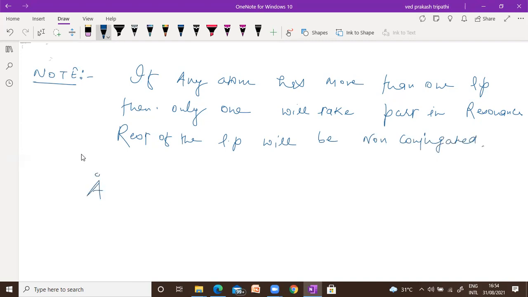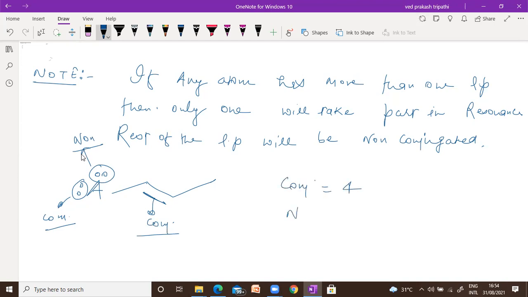Suppose you have A having two lone pair and it is a part of resonance. You can see here double single double is present. So in case of A, any one lone pair can take part in resonance. It may be up, it may be left. There depends on you. Suppose this is conjugated, then this lone pair will be non-conjugated, and this double bond also in conjugation. So overall conjugated pi electron is 4 and non-conjugated is 2. Any doubt about this one? The note point.